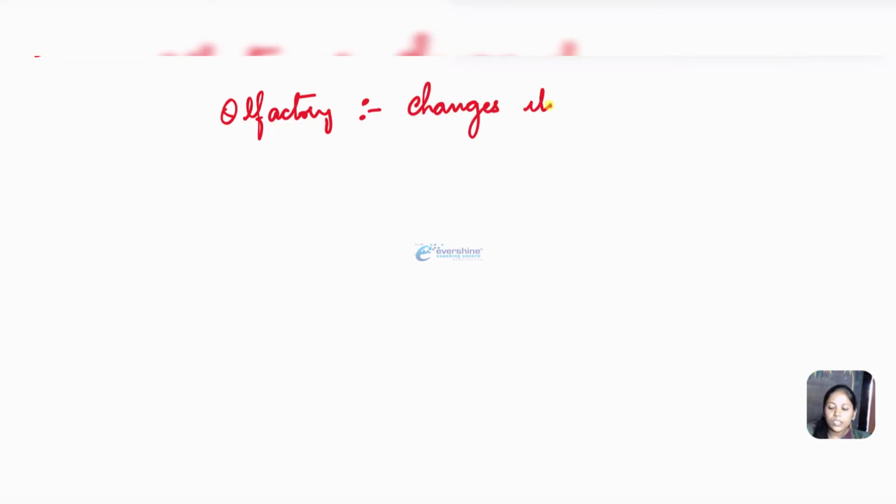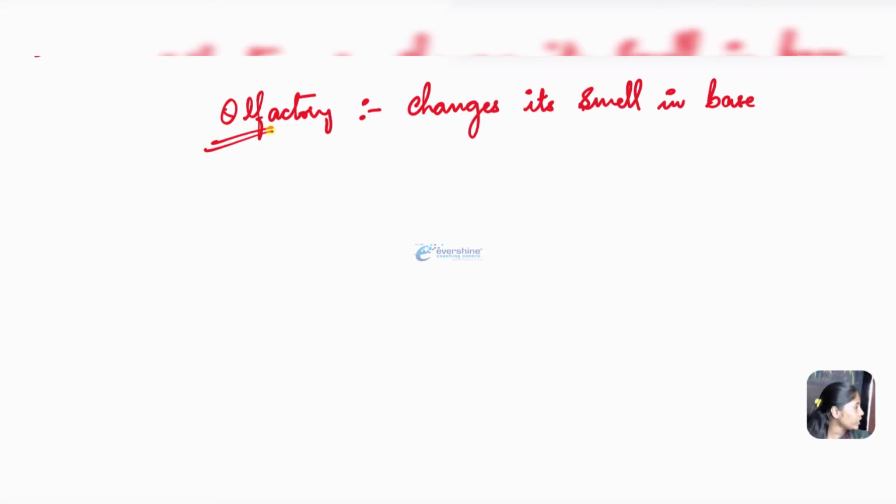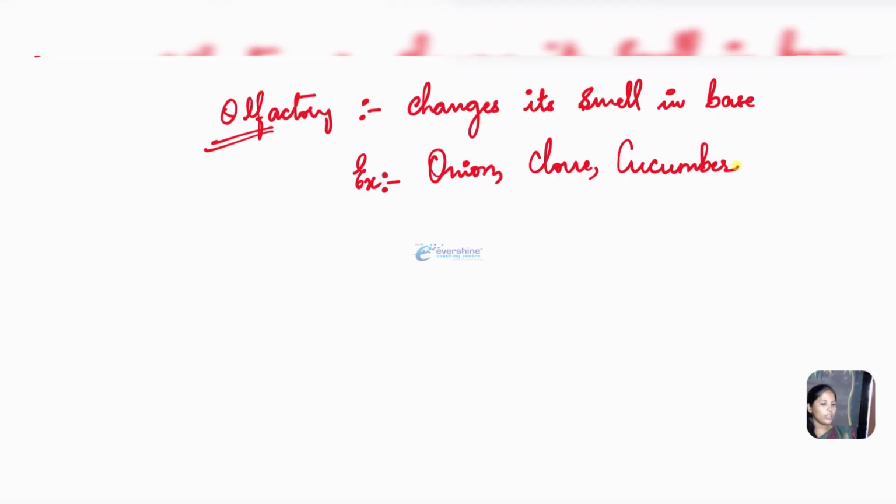Olfactory indicator. Do olfactory indicators show any color change? Then what will it show? Yes, an olfactory indicator changes its smell in base. So this is a very important question. What is an olfactory indicator? An indicator which changes its smell in base is called an olfactory indicator. Give examples for olfactory indicator. Onion, clove, cucumber. These are the examples for olfactory indicator. So this is also important.